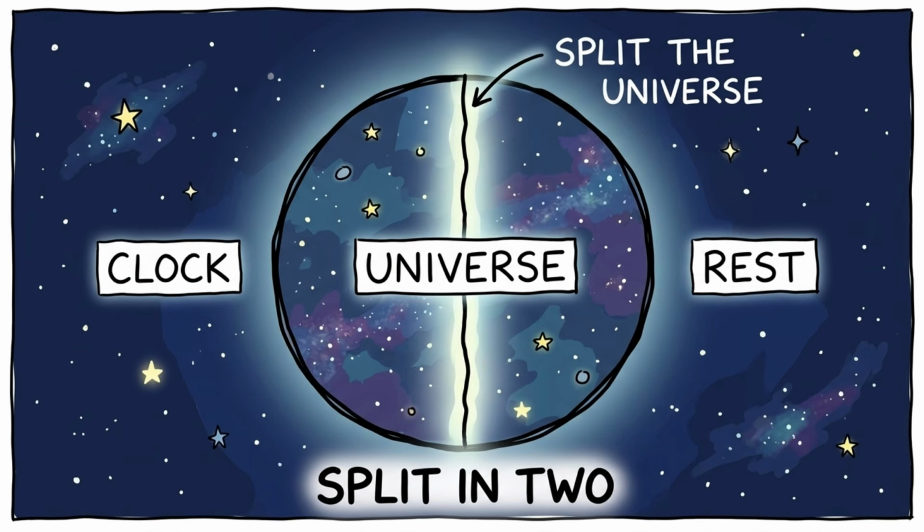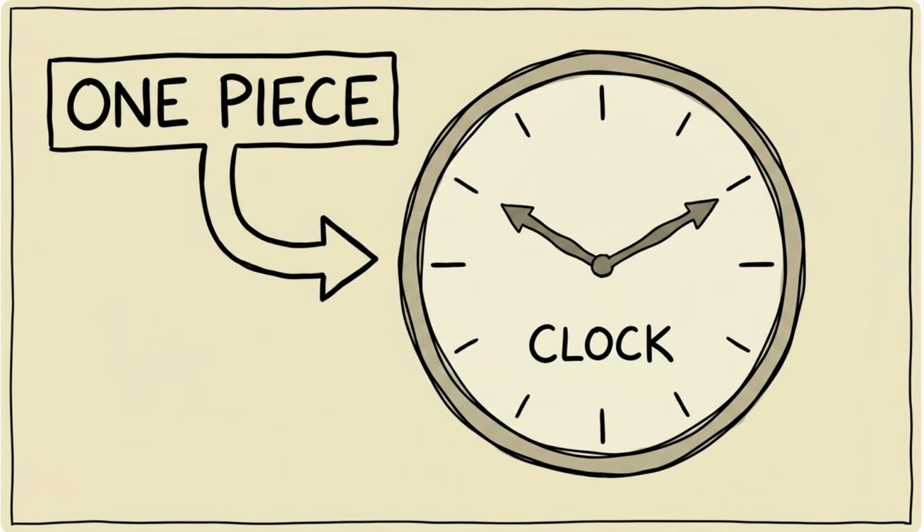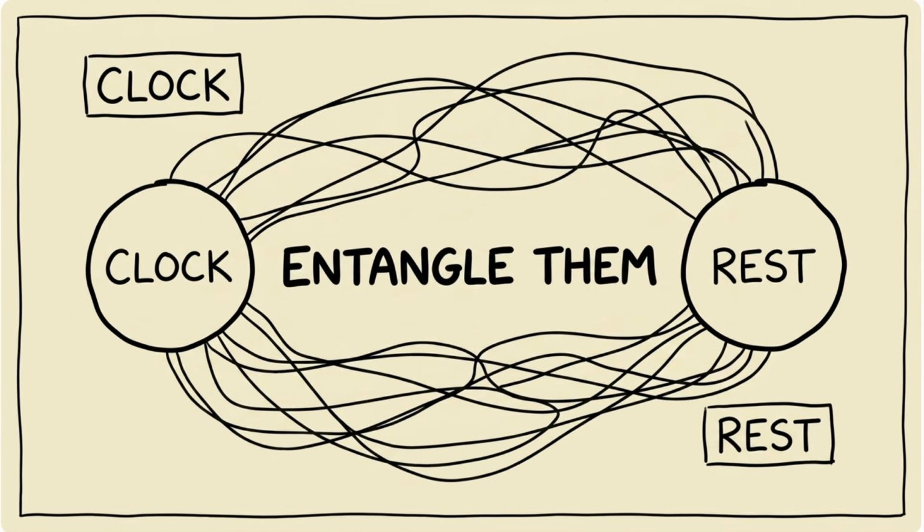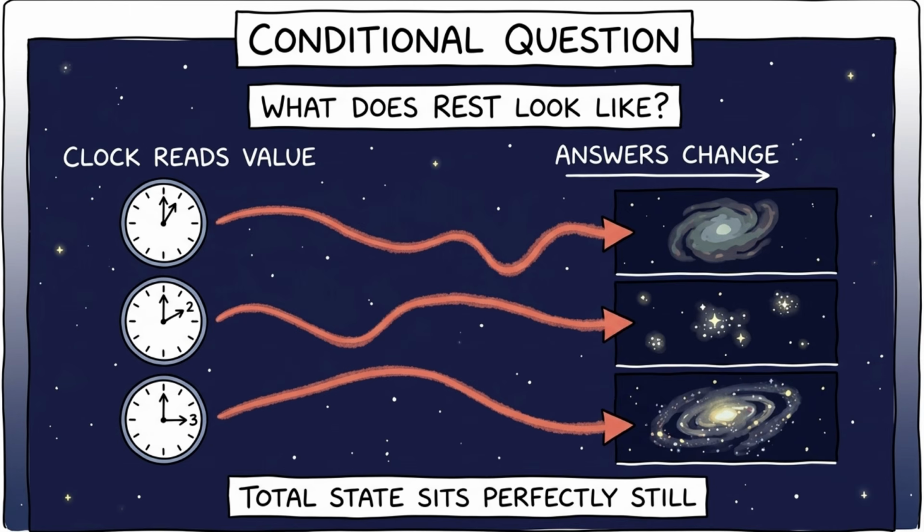Page and Wootters split the universe in 2. One piece is a clock. Everything else is the rest. Entangle them. Now ask a conditional question. What does the rest look like, given that the clock reads a particular value? And the answers change from one clock reading to the next, while the total state sits perfectly still.